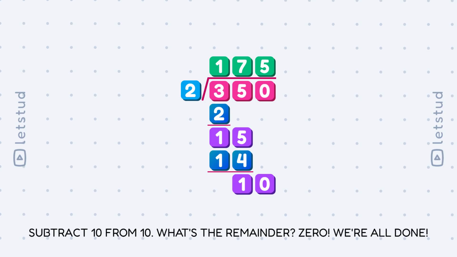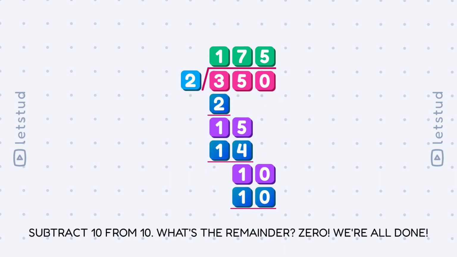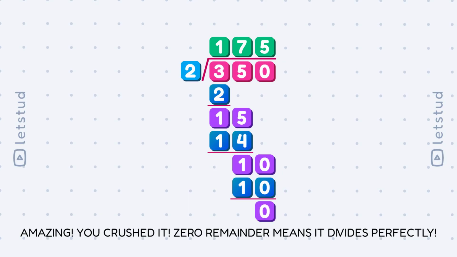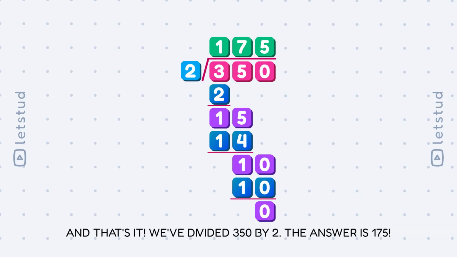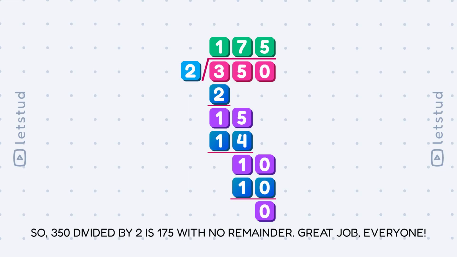Perfect. Subtract 10 from 10. What's the remainder? 0. We're all done. Amazing. You crushed it. 0 remainder means it divides perfectly. And that's it. We've divided 350 by 2. The answer is 175. So, 350 divided by 2 is 175 with no remainder.